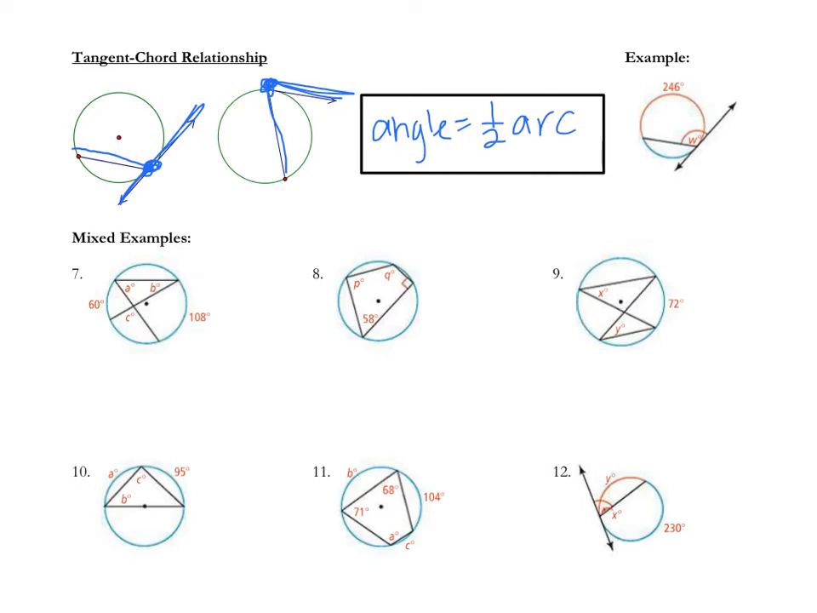So in this example, if I want to find angle W here, angle W intercepts this arc, so I just have to take half of it. Half of 246 means angle W is going to be 123.